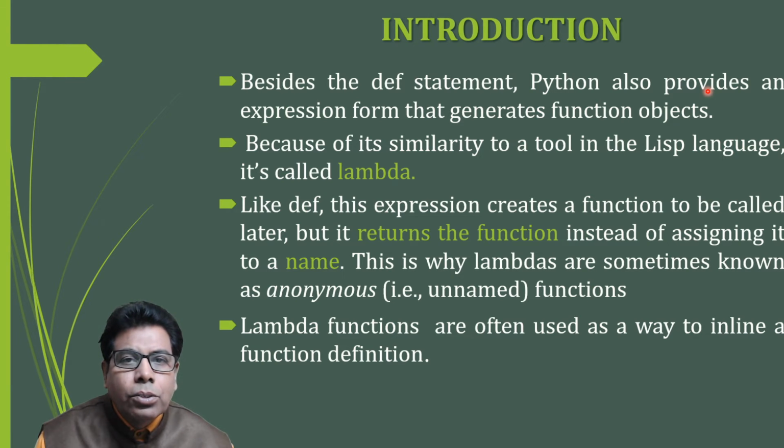But Python also provides an expression form that generates the function objects without the def statement. Here we use the lambda keyword. Because of its similarity to a tool in Lisp language, this function is called the lambda function. Just like the def, this expression creates a function to be called, but it returns the function instead of assigning a name to it. So that's why the lambda functions are sometimes known as anonymous functions or unnamed functions. Lambda functions are often used as a way to inline a function definition.